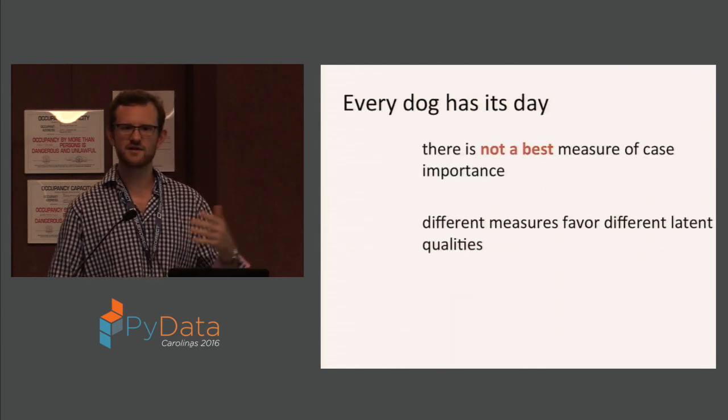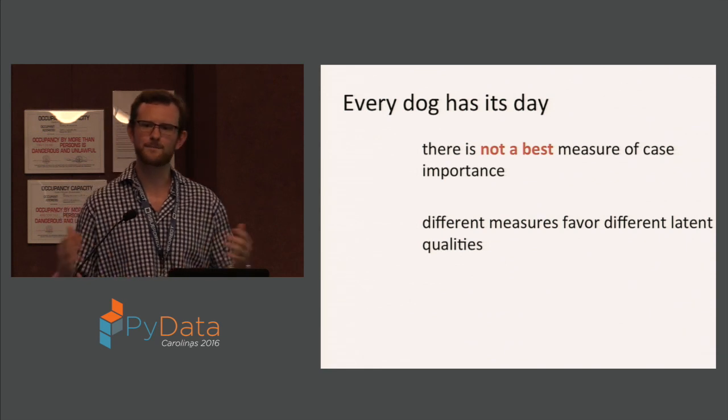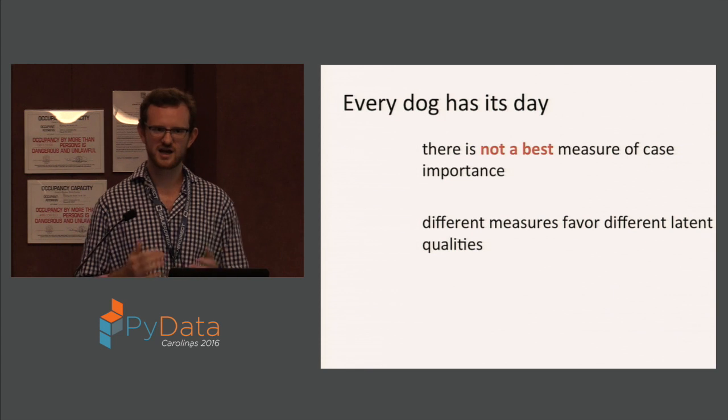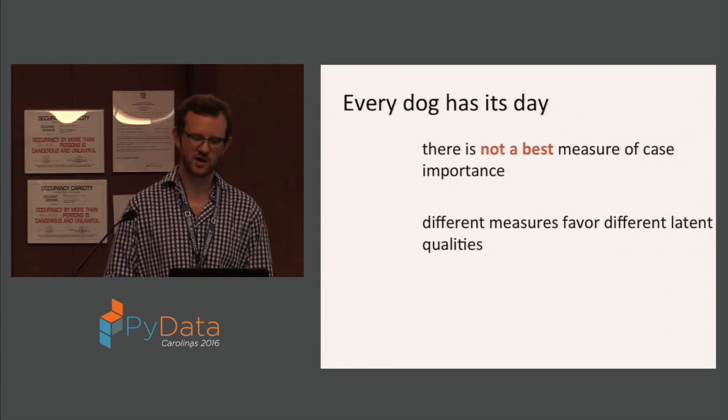So what have we learned? Well, every dog has its day. There's not a best measure of vertex centrality. There are different measures that get at different things. Depending on your context, you might want to pick one or the other.